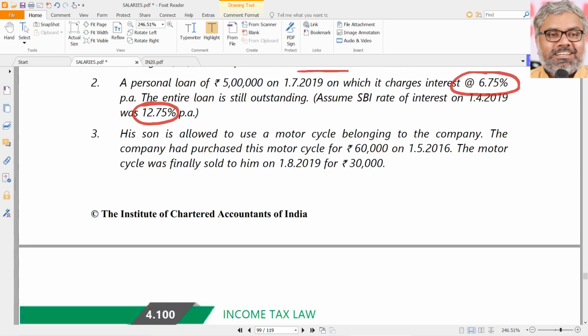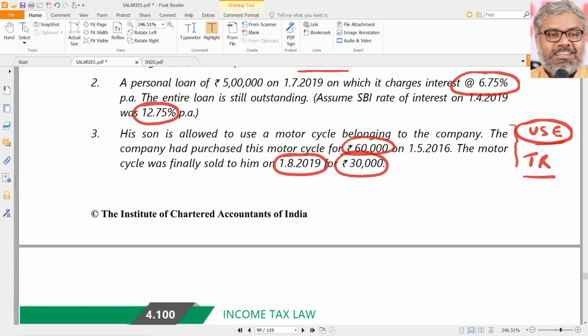Next. Third one says his son is allowed to use a motorcycle belonging to the company. The company had purchased this motorcycle for 60,000 rupees on 1/5/2016. Motorcycle was finally sold to him on 1/8/2019 for 30,000. So understand these types of points very carefully. There are two perquisites, one is use, one is transfer. Both are happening here. Use of movable asset. Motorcycle is also a movable asset. How much will that be? 10% per annum on the cost of the asset. So 60,000 into 10% into how many months it was used? April, May, June, July. 4 months, into 4/12. That comes to 2,000. That is for use.